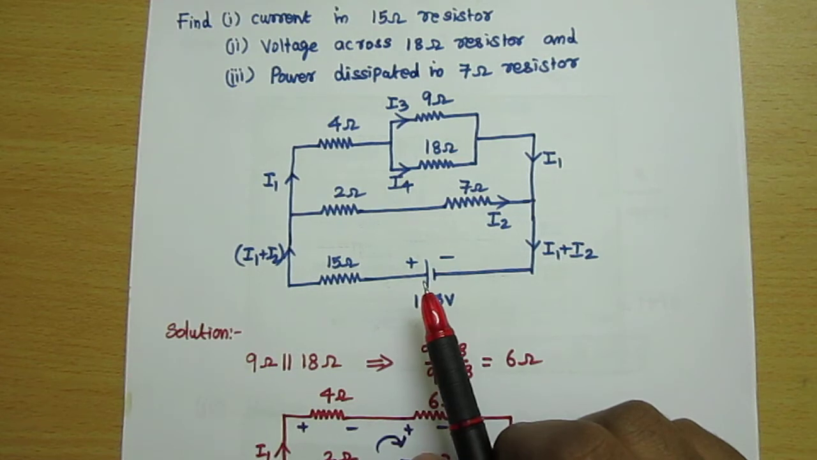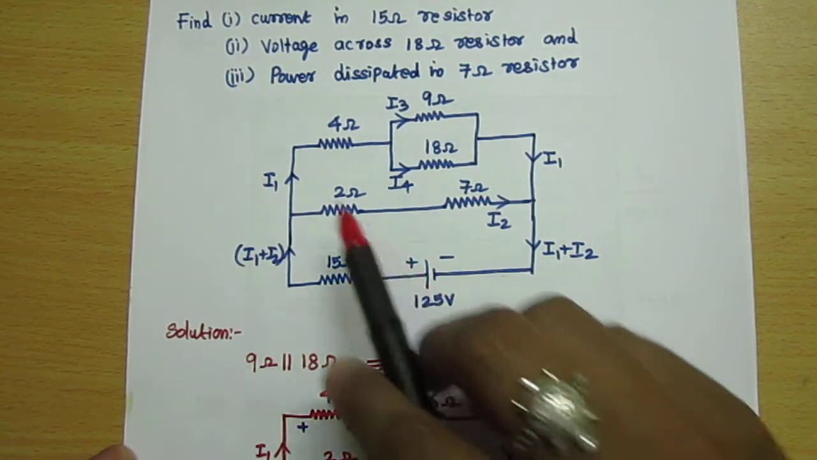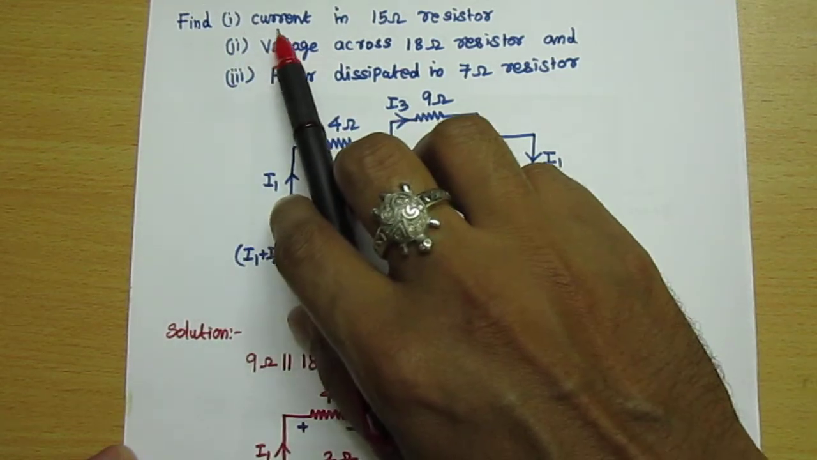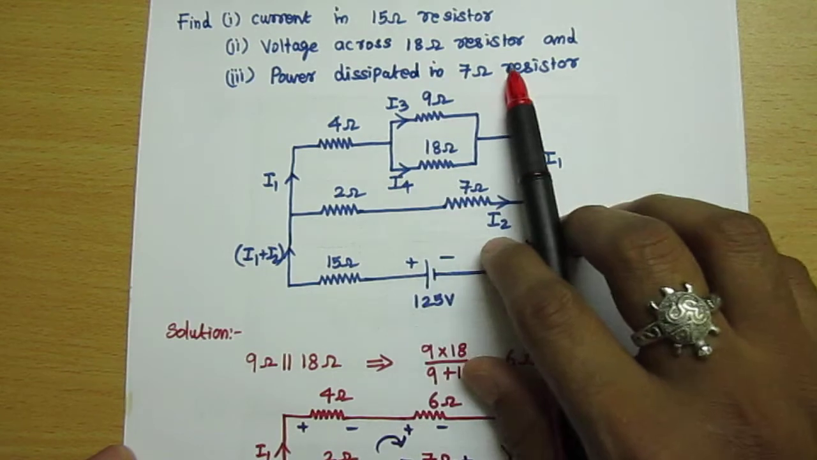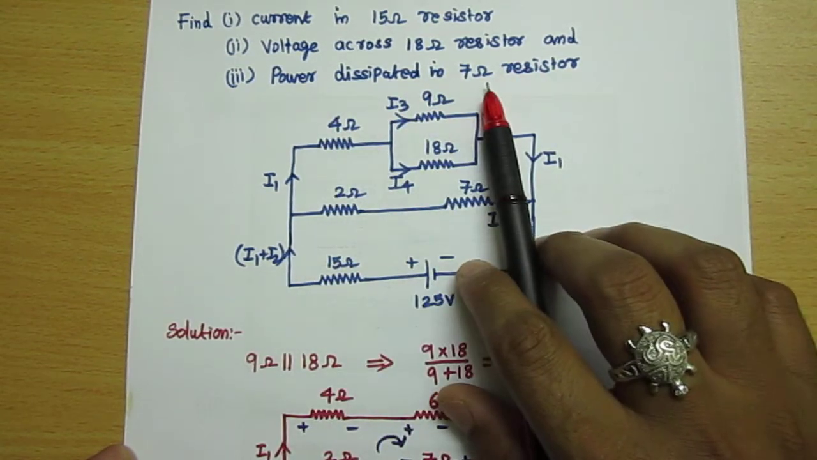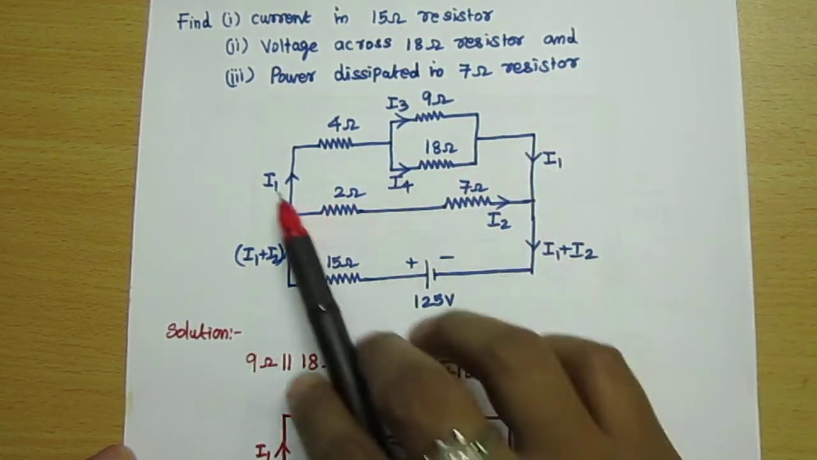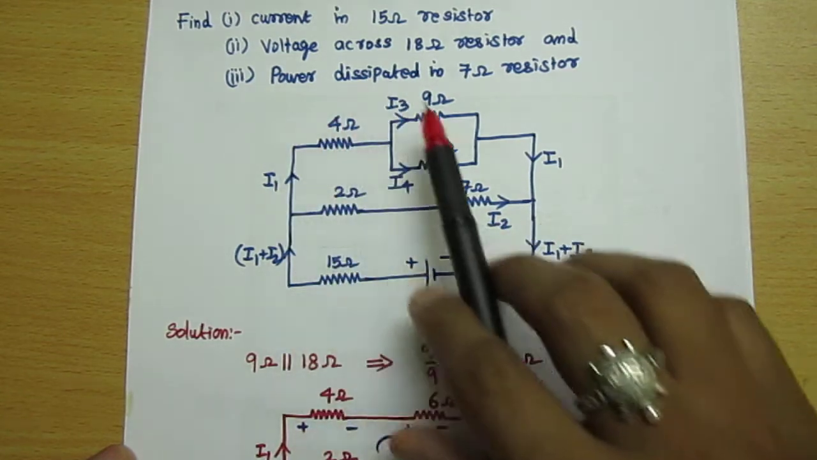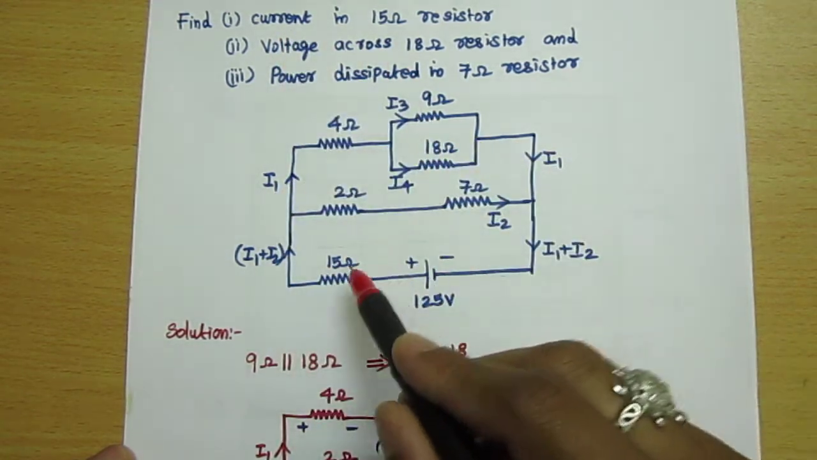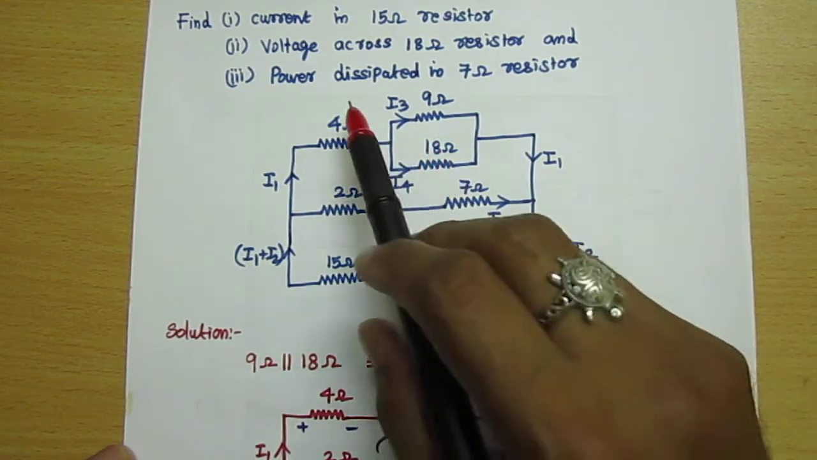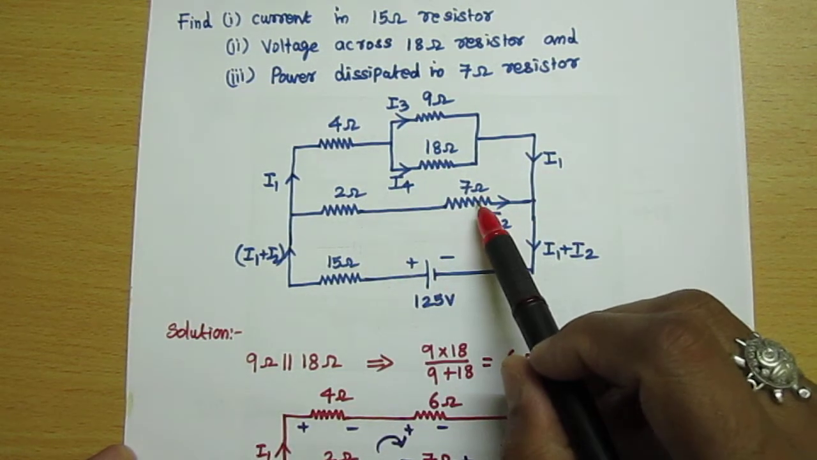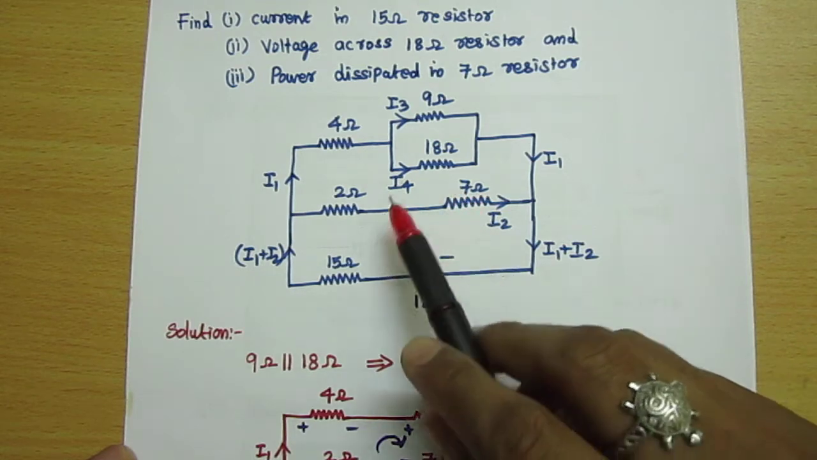Today we are going to discuss a problem related to Kirchhoff's current law and voltage law. The question is: find the current in the 15 ohm resistor, the voltage across the 18 ohm resistor, and the power dissipated in the 7 ohm resistor. This is the given circuit, and for it we have to find these three values.